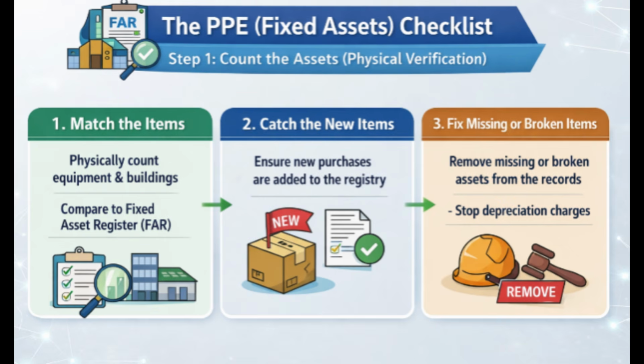2. Catch the new items. Make sure any new equipment bought up until the day of the count has been successfully added to the registry list. 3. Fix missing or broken items. If an item is missing or broken beyond repair, get management's approval to remove it from the books. Once it is deleted, make sure the system stops charging depreciation on it.